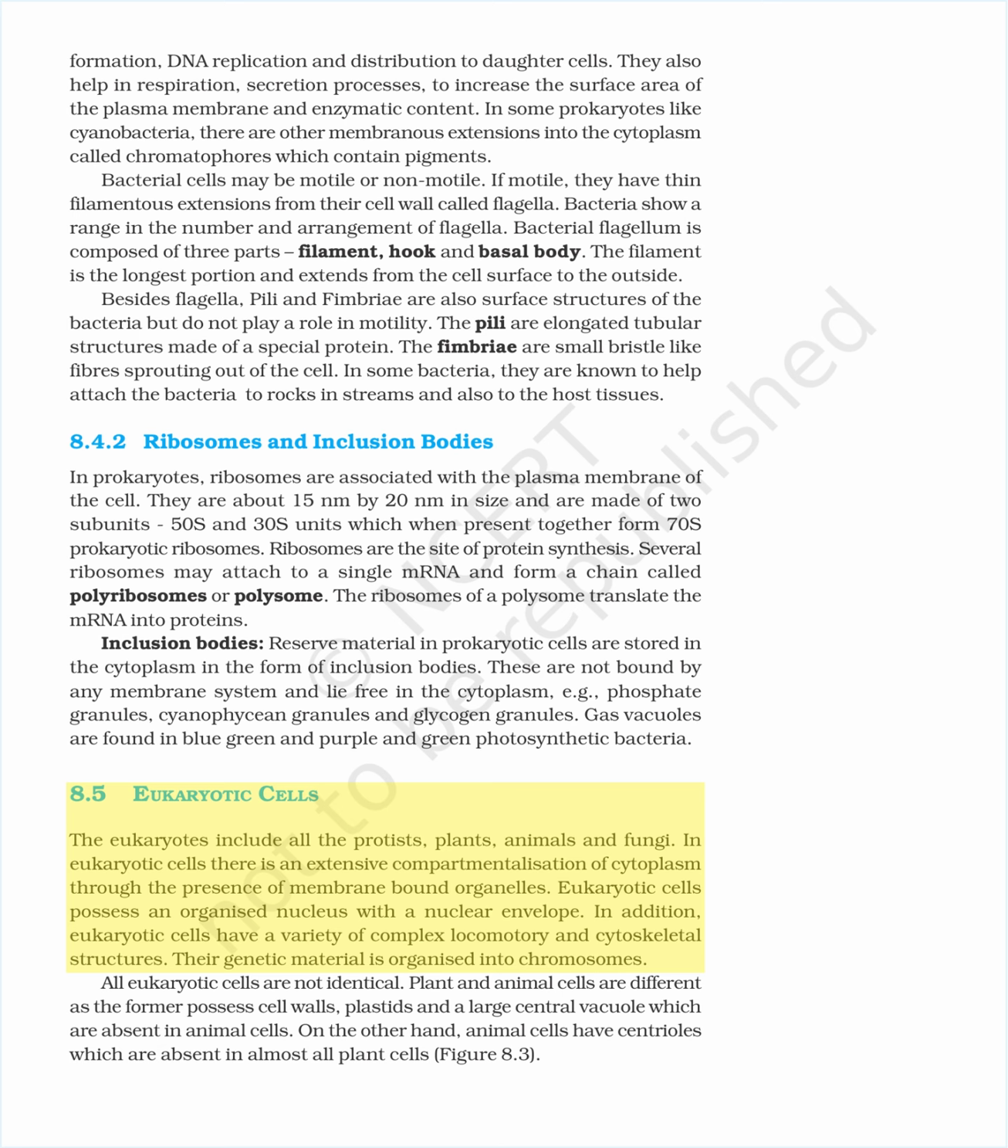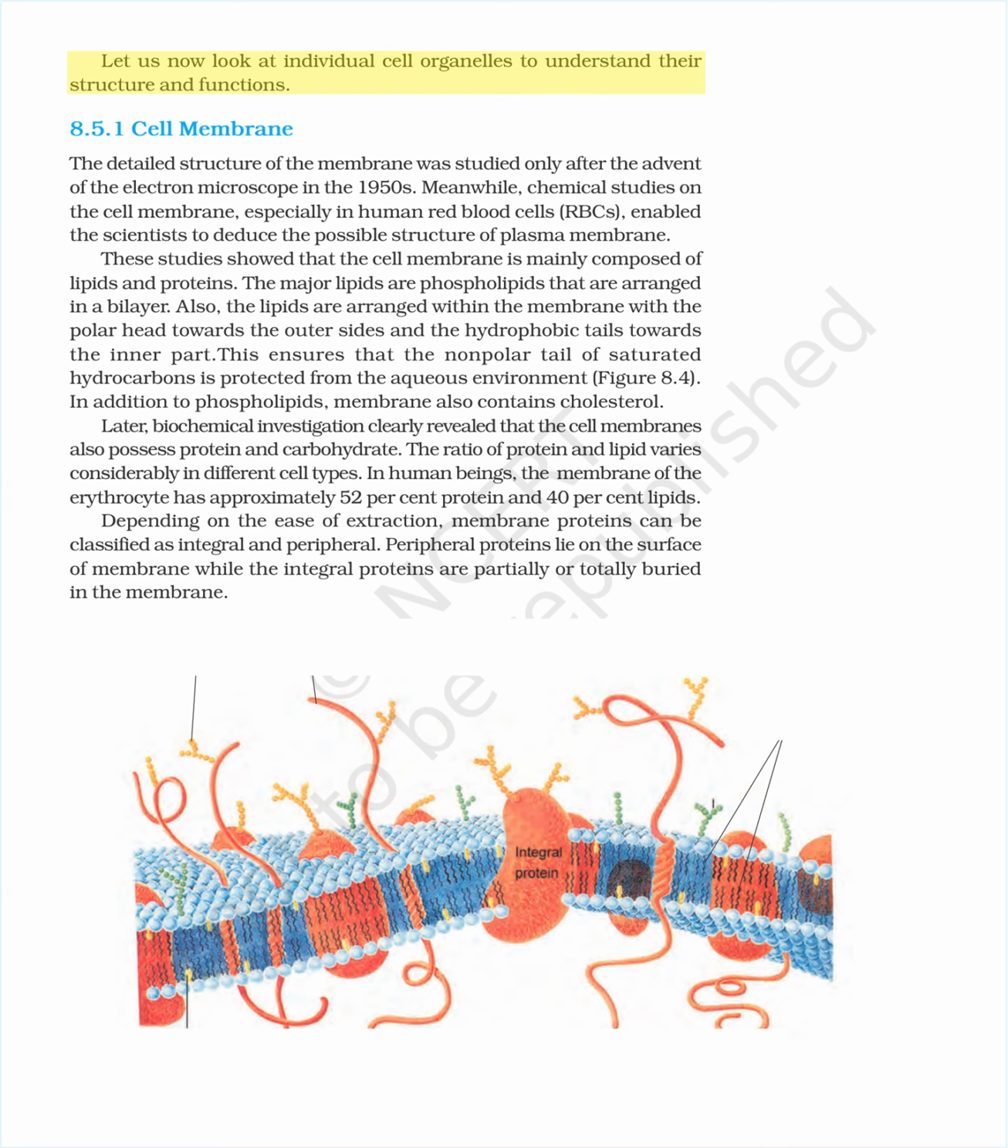All eukaryotic cells are not identical. Plant and animal cells are different, as the former possess cell walls, plastids, and a large central vacuole, which are absent in animal cells. On the other hand, animal cells have centrioles, which are absent in almost all plant cells, figure 8.3. Let us now look at individual cell organelles to understand their structure and functions.